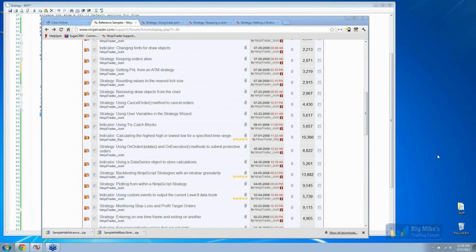Alex had a question. In a list of instruments in the strategy, does the entry per direction apply to the whole list of instruments? Alex, the entry per direction applies to each instrument individually, I believe. Let me think. That is correct. Yes, each instrument individually, Alex.